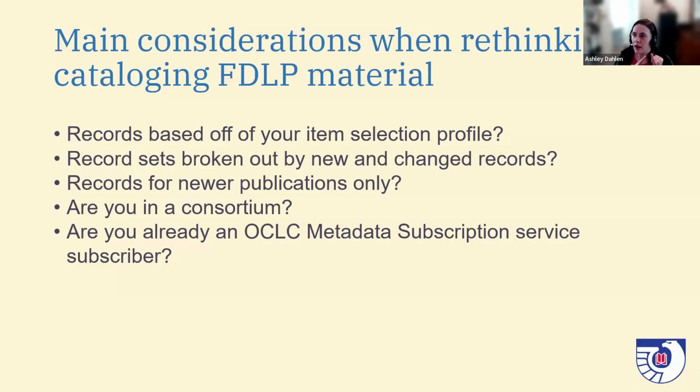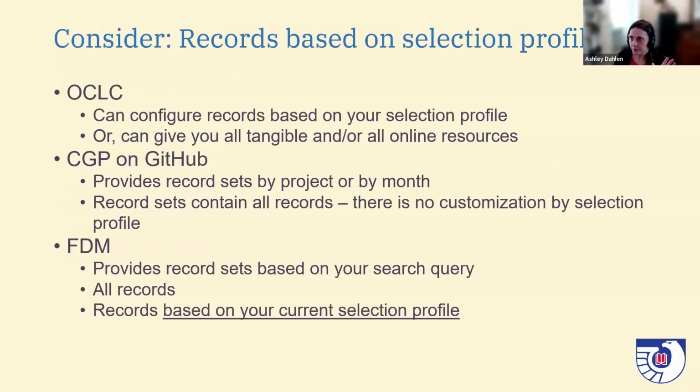Your workflow is going to be dependent on whether or not you need catalog records broken out by your item selection profile, whether or not you need your catalog records broken out by new and changed records, whether you need records for newer publications only, whether you are in a consortium, or whether or not you are already an OCLC metadata subscription service subscriber. So let's go over these really quickly.